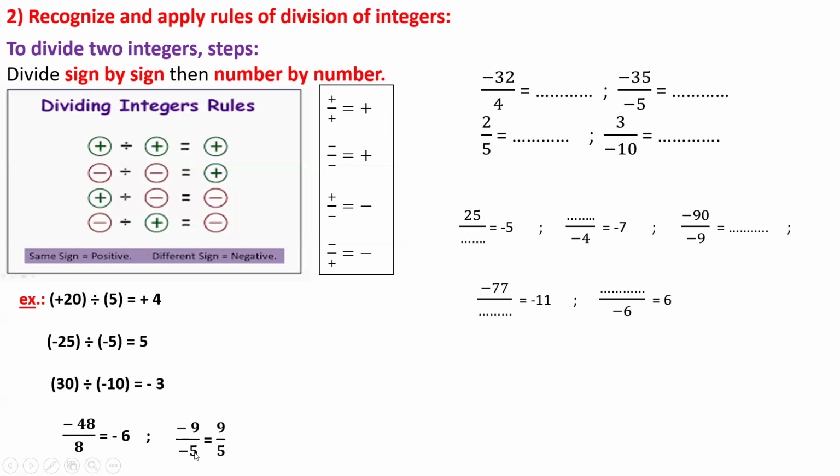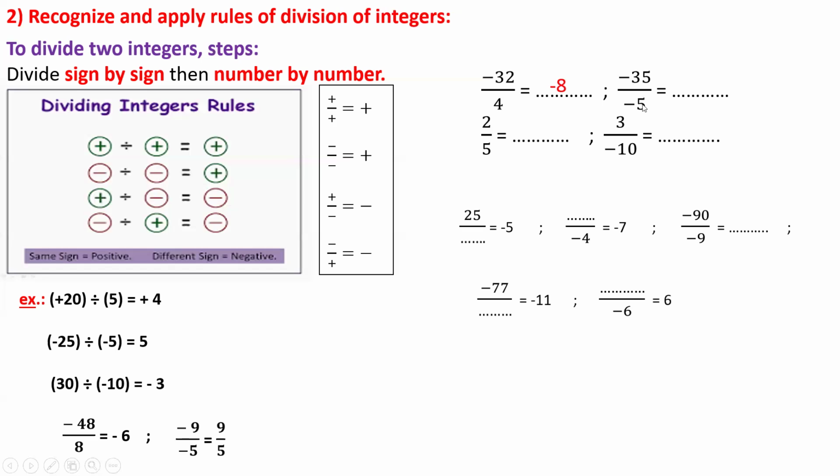Negative 9 over negative 5. Negative divided by negative is positive, and I write 9 over 5. We can divide 9 over 5 using a calculator to get a decimal number. Let's practice. Negative 32 over 4. So I say negative over positive is negative. 32 over 4 is 8.